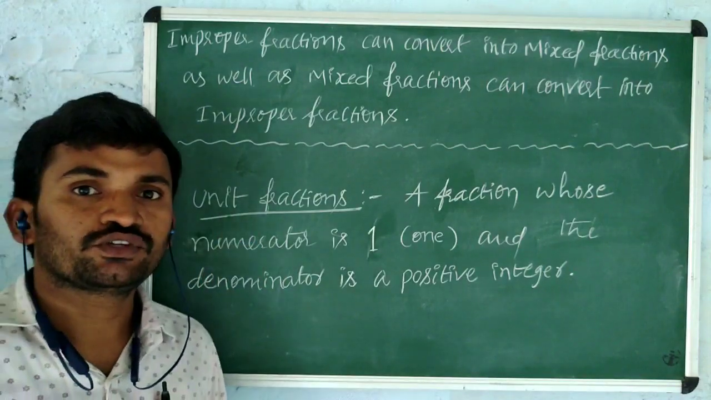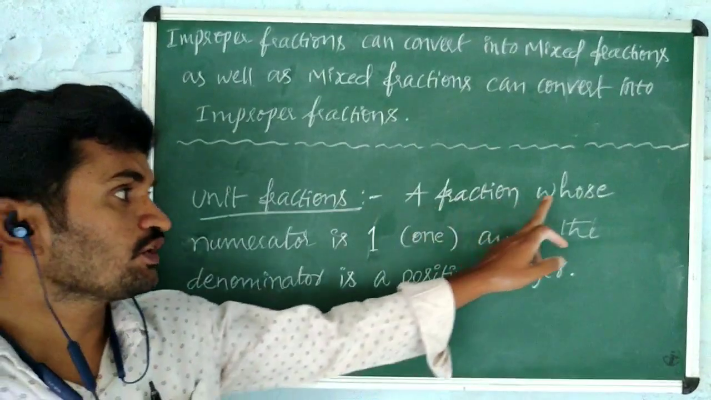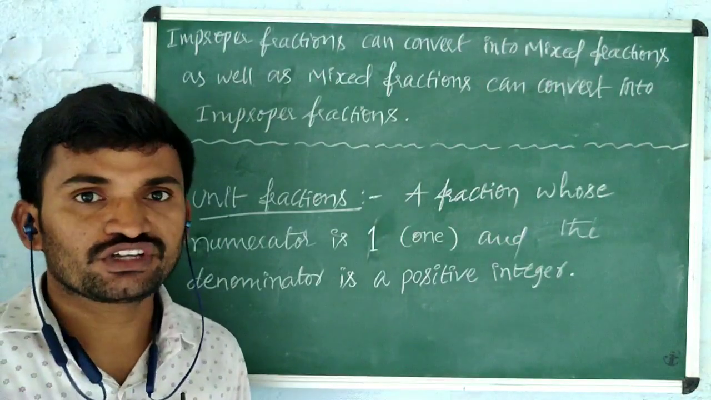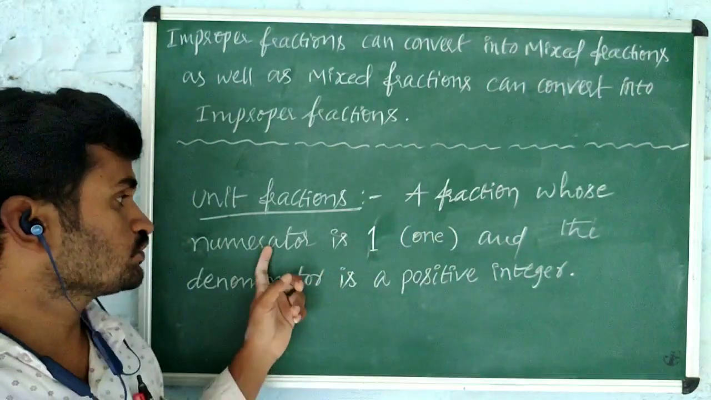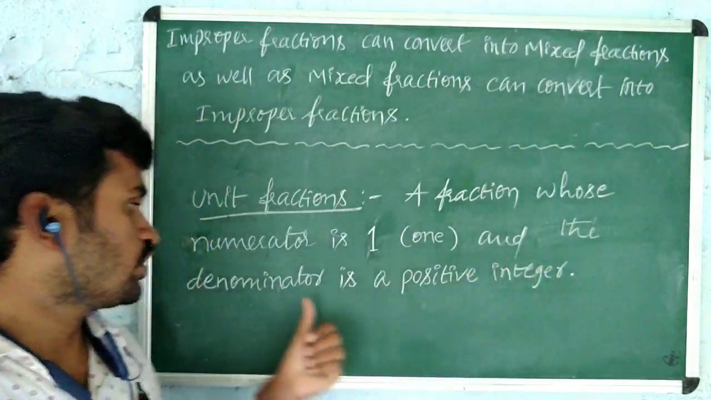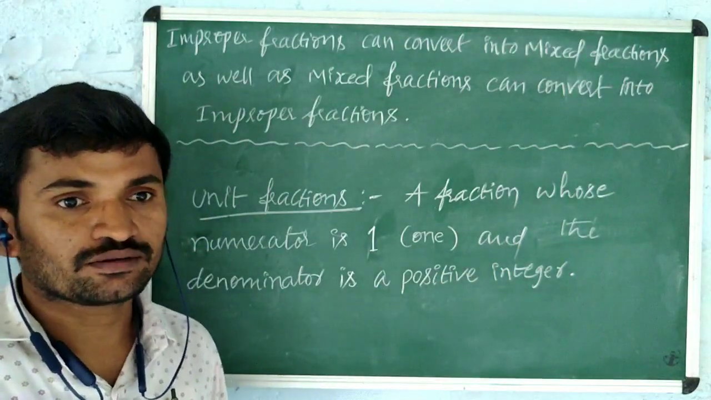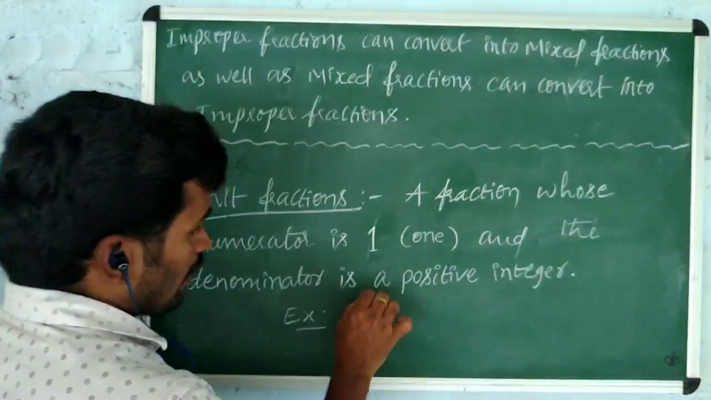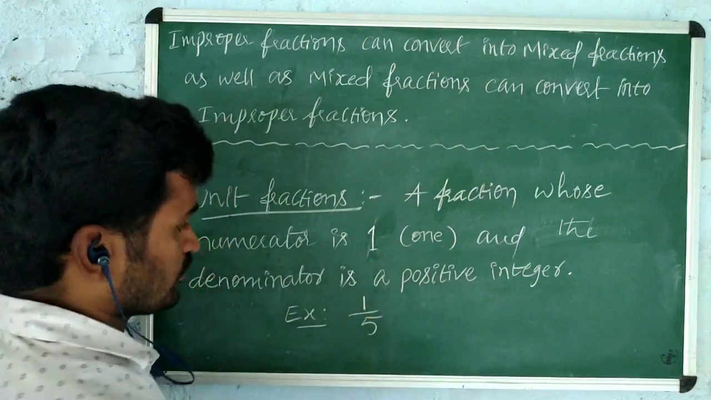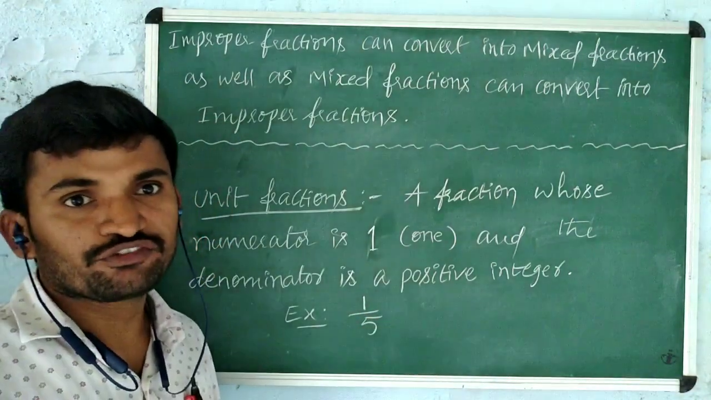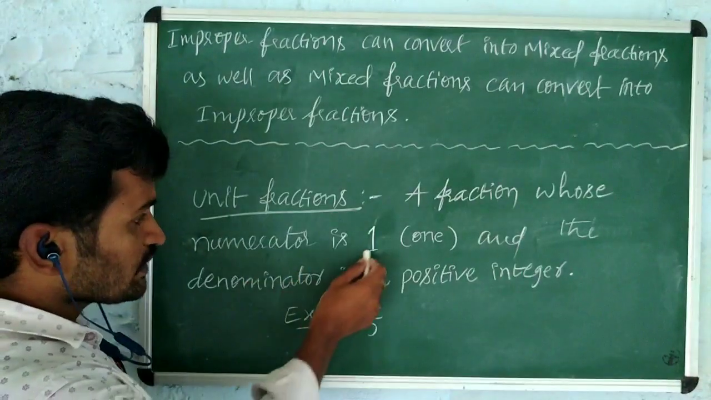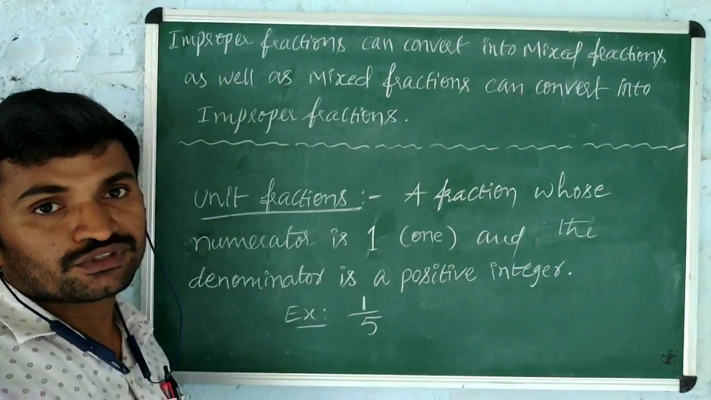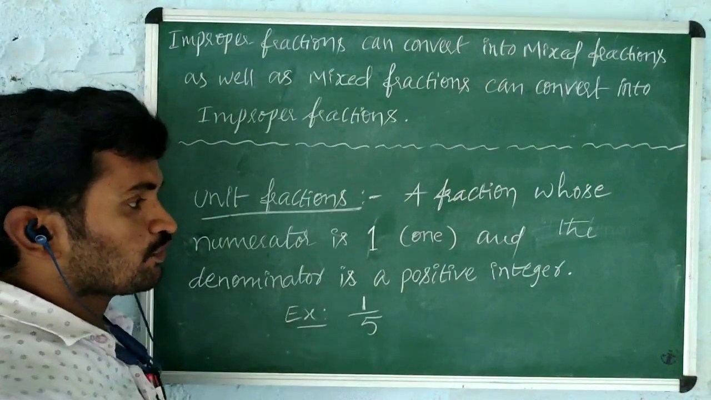Now let us see unit fractions. What is the definition of a unit fraction? A fraction whose numerator is 1 and the denominator is a positive integer. See, one example, 1 divided by 5. Here 1 by 5 is a unit fraction. Why? Because the numerator is 1 and the denominator is positive. So here 5 is a positive integer.